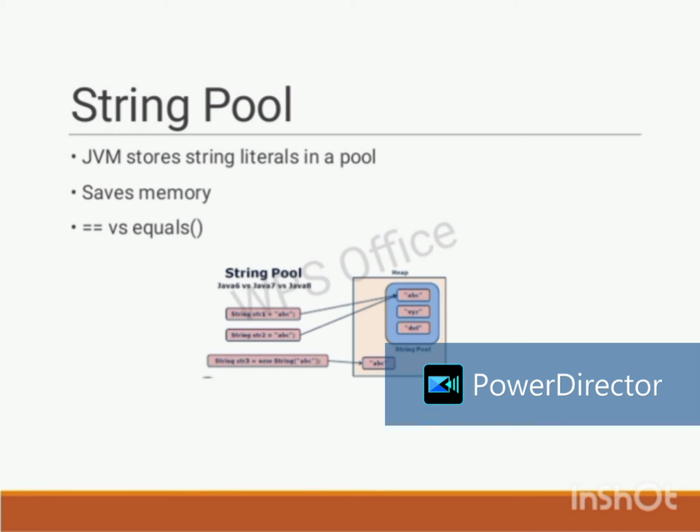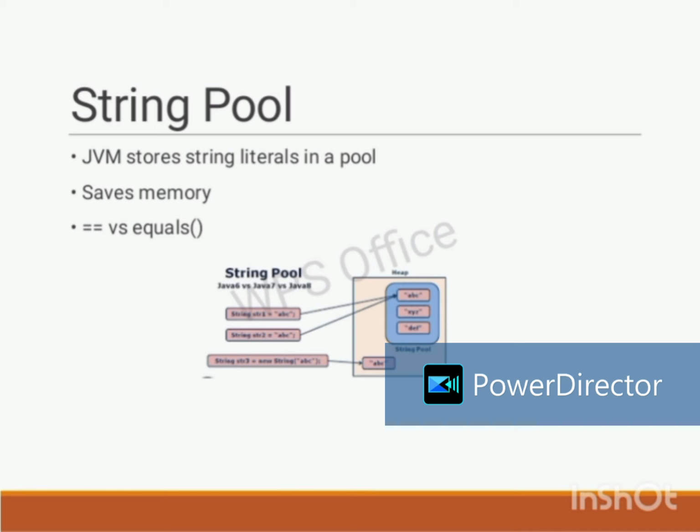String pool. Let's talk about one of the most fascinating memory optimization features in Java, the string pool. Whenever you create a string using a literal, Java checks a special area in memory called the string pool. If that exact string already exists, it simply reuses the reference instead of creating a new object. This technique is known as string interning, and it helps save memory, especially when many identical strings are used.